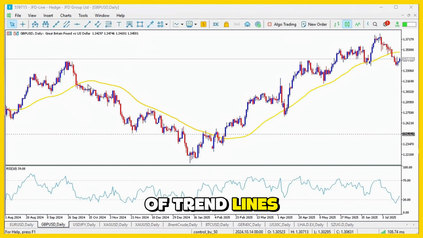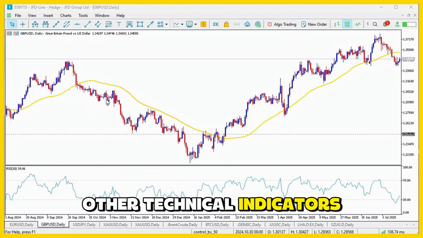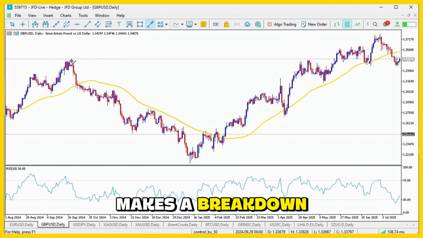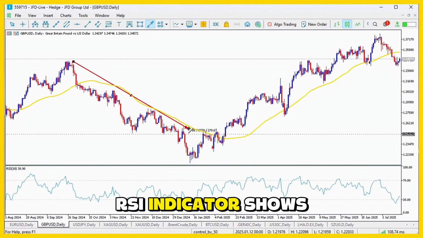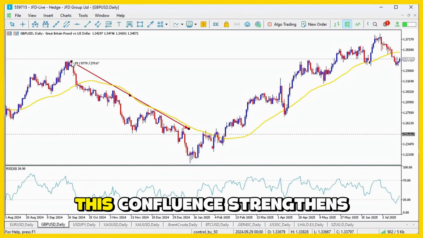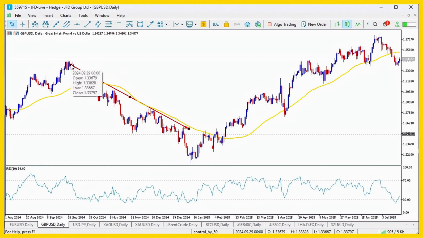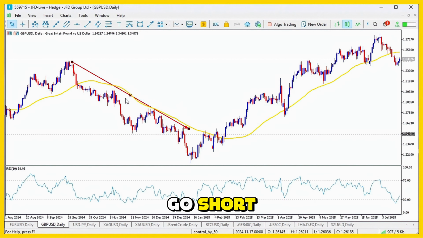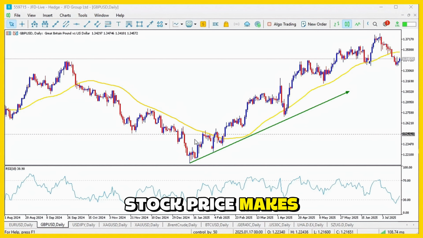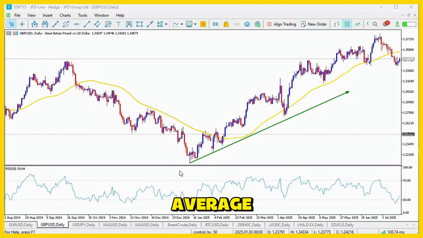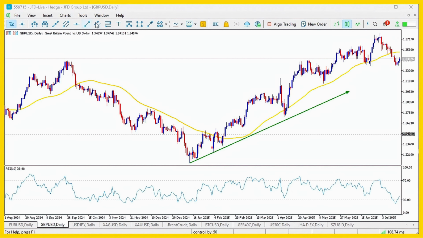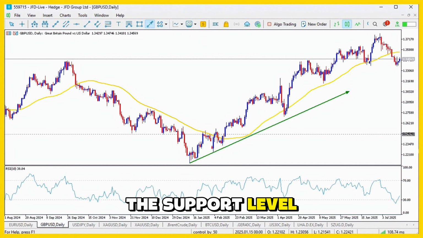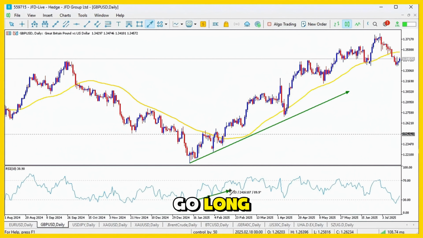The true power of trendlines comes from integrated analysis, that is, using trendlines in conjunction with other technical indicators. For example, if a stock price makes a breakdown below the 50-day simple moving average, and simultaneously the RSI indicator shows a bearish divergence, this confluence strengthens the resistance level. This scenario provides an opportunity to go short. Similarly, if a stock price makes a breakout above the 50-day simple moving average, and simultaneously the RSI indicator shows a bullish divergence, this confluence strengthens the support level. This scenario provides an opportunity to go long.